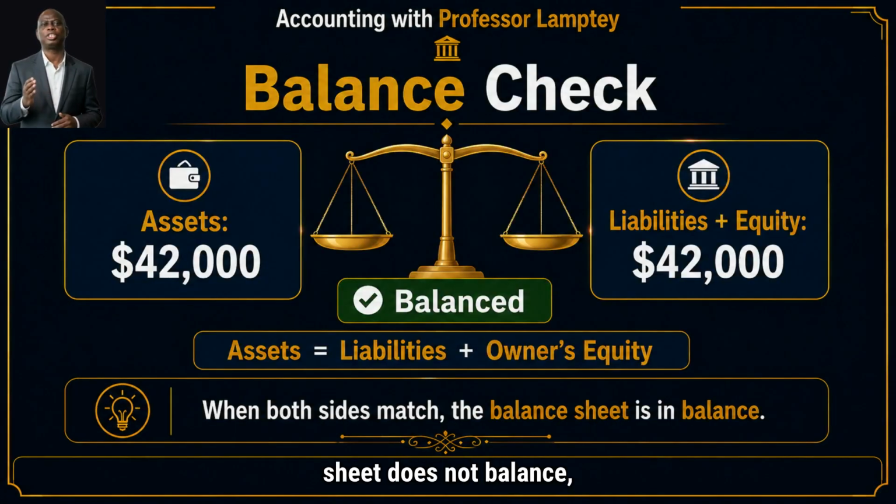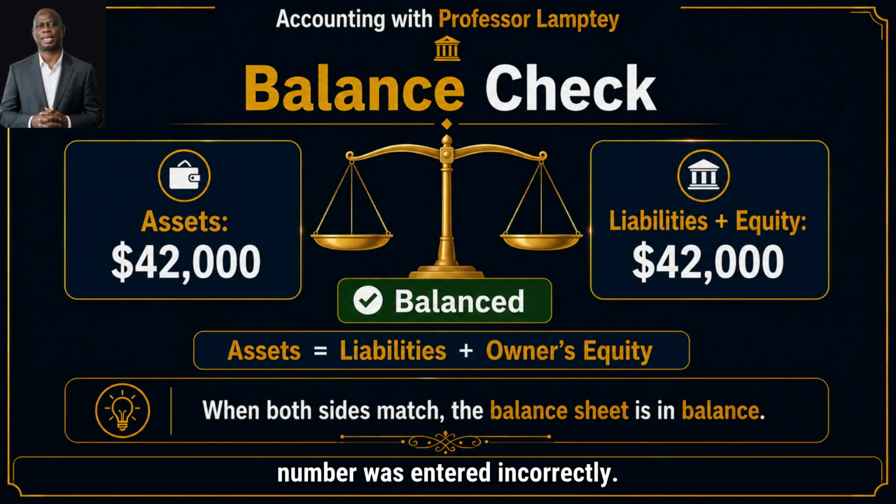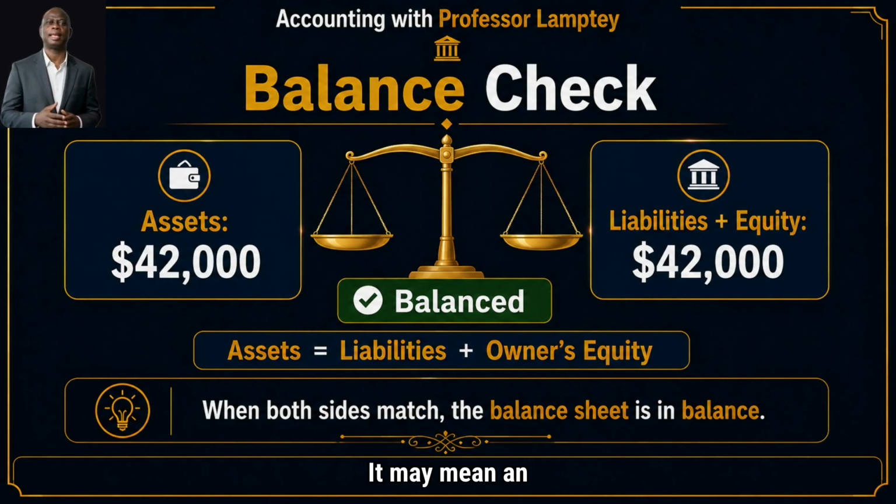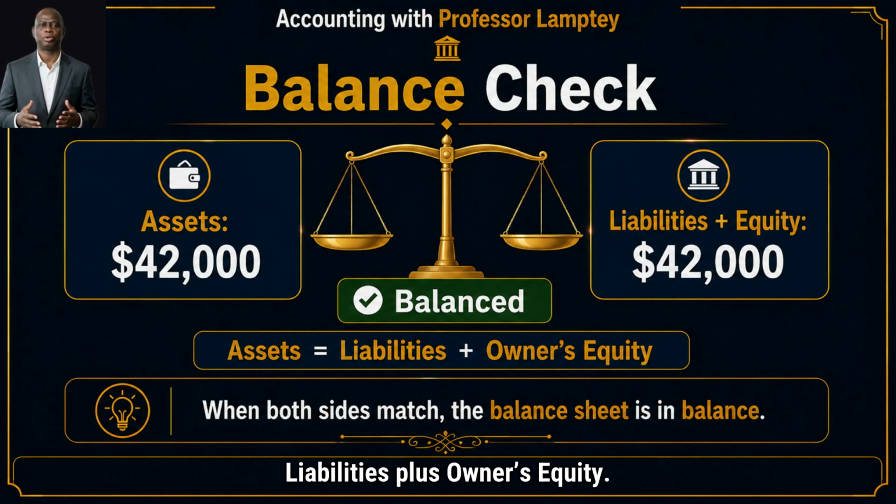Now, if the balance sheet does not balance, something is wrong. It may mean an account was omitted. It may mean a number was entered incorrectly. It may mean an account was placed in the wrong section. Or it may mean ending capital was not transferred correctly from the statement of owner's equity. So when preparing the balance sheet, always check the equation. Assets equal liabilities plus owner's equity.